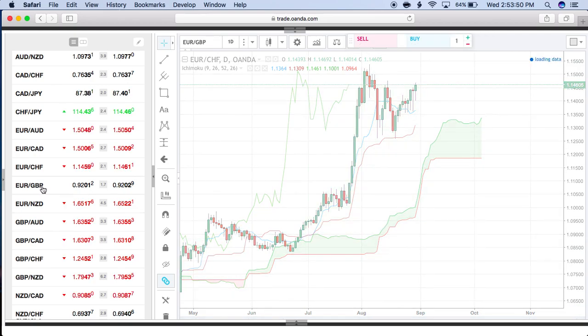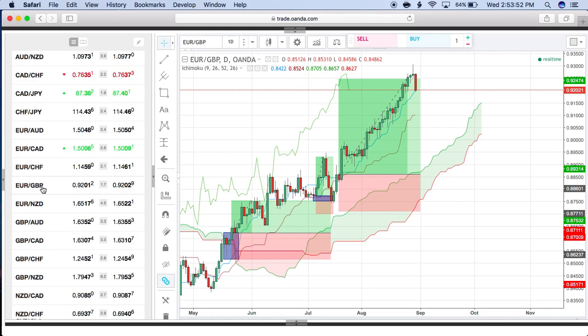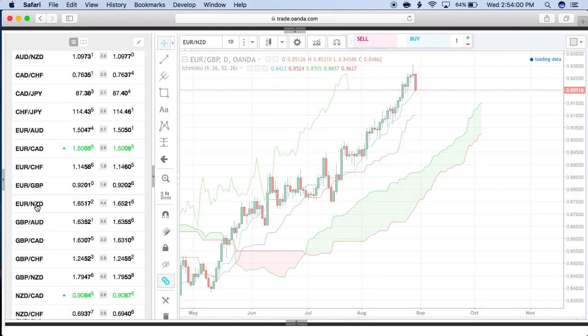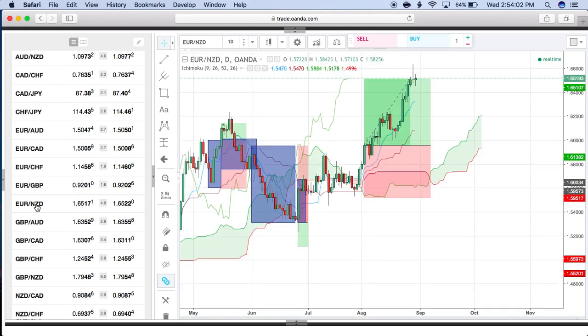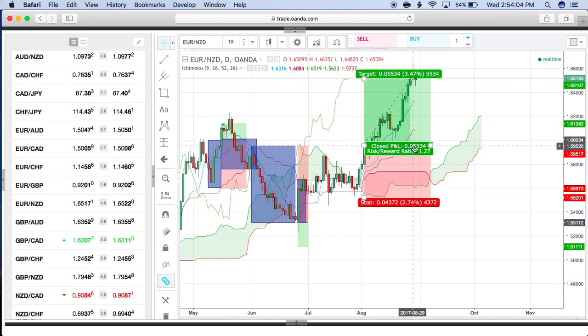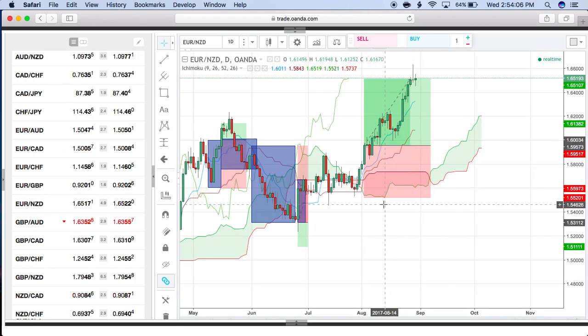Euro Pound. Decent scenario, a little smoother. Very close to the same. Euro Kiwi. This is good, up more than 1-to-1 right now.